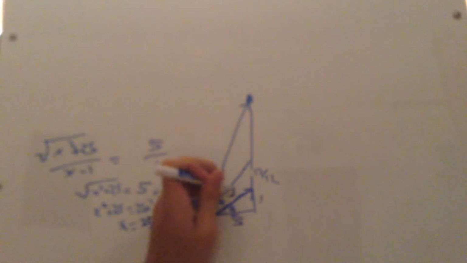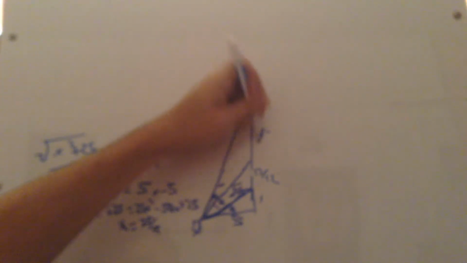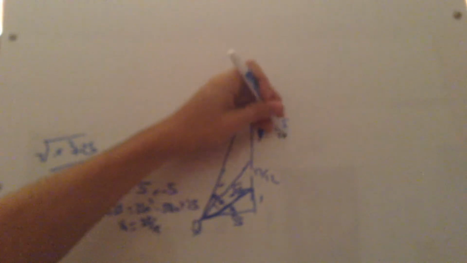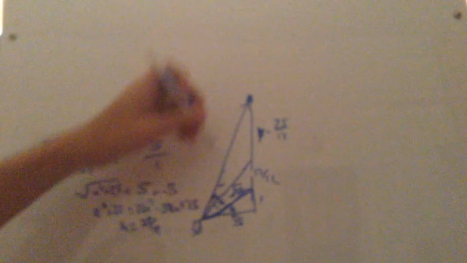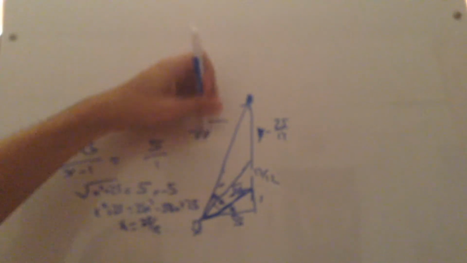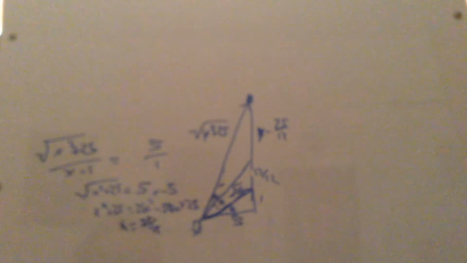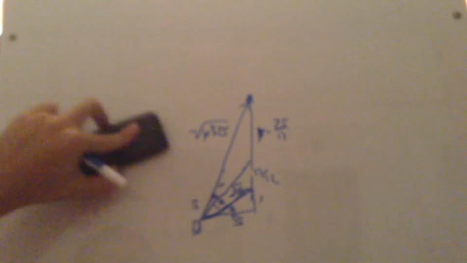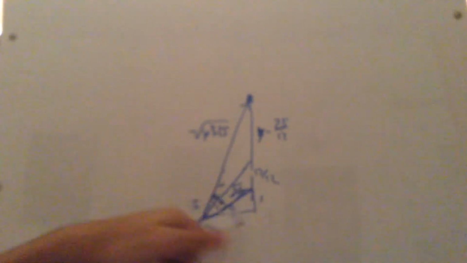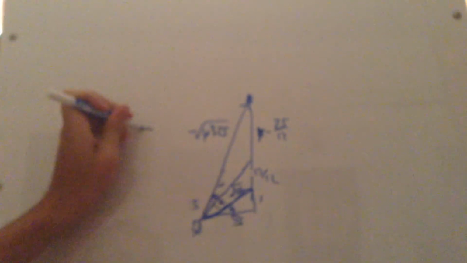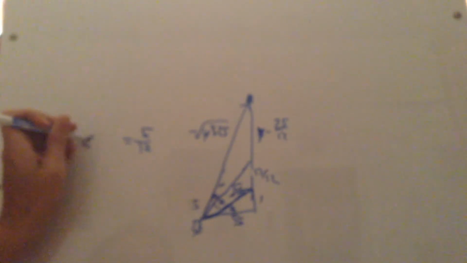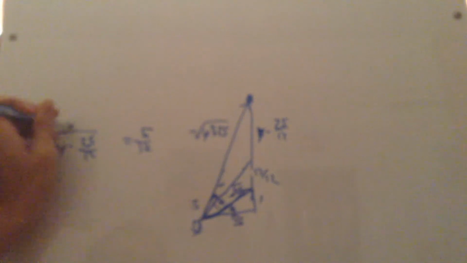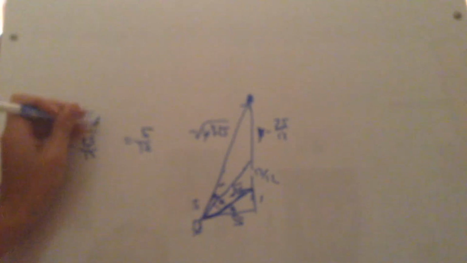What we do care about is that this is root 26. This is y minus 25 over 12. And y is what we're looking for at the end. And this is the square root of y squared plus 25. So we're going to do what we just did. This is 25 over 12, this is 5, so we get 5/12 is equal to y minus 25 over 12 over the square root of y squared plus 25.